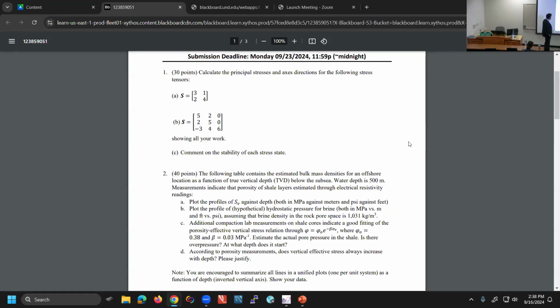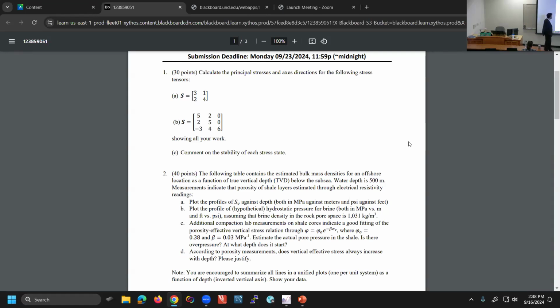Plot the profile of a hypothetical hydrostatic pressure for brine, both axes, assuming that the brine density is 1,031 kilograms per cubic meter. Additional compaction lab measurements on shale cores indicate a good fitting of the porosity effective vertical mass stress relation of this. We are going to talk about this today. In this equation, phi is the porosity, phi sub 0 is the initial porosity, and beta is a parameter. We're going to talk about that.